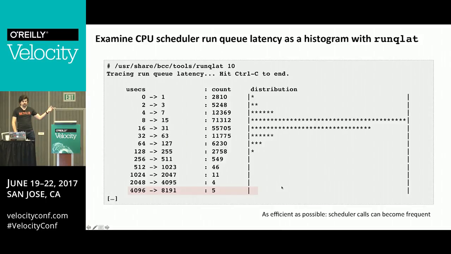And that's pretty low. That column is microseconds. Out of the over 100,000 events there, I only had 5 in the 4 to 8 millisecond range. So runq latency is when your application becomes runnable, but it has to wait its turn. And so it's a really interesting performance metric.